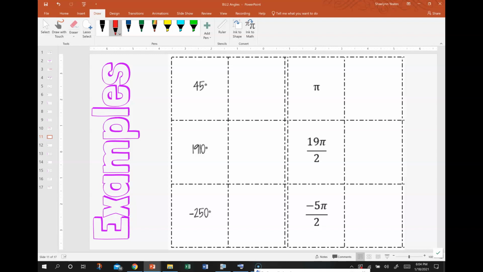So 45 degrees would be half of 90. So this is 45 degrees, if this is my axis. Okay, pi is the same as 180, right? So this would be pi.